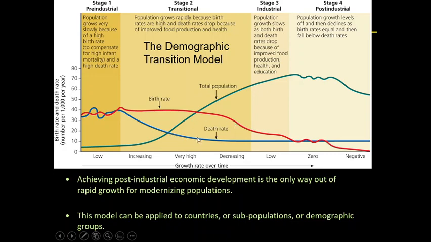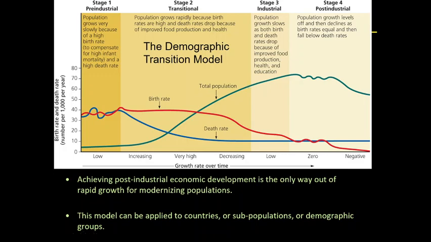Death rates, meanwhile, have dropped down, but they sort of level out. There's only so far we've been able to push down death rates. We're still getting picked off by cancer and all sorts of other things, and so death rates have stabilized over time. Now, if you look at death rates to birth rates, as long as this red line of birth rates is above the blue line of death rates, you're going to have population growth. And that's why we see this green line increasing during the transitional phase, okay? Because births are more than deaths.